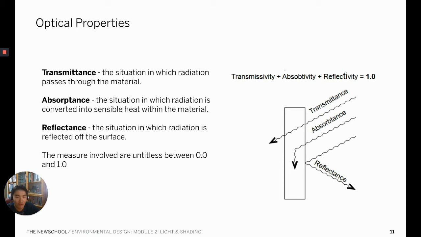Absorptance is how much radiative energy is absorbed by the material. The absorbed energy is converted into heat. Reflectance represents the portion that is reflected off the surface. The three measures add up to 1, and these are unitless, ranging between 0 and 1.